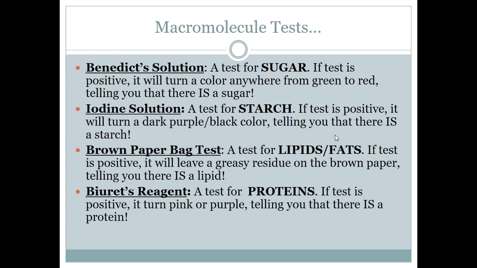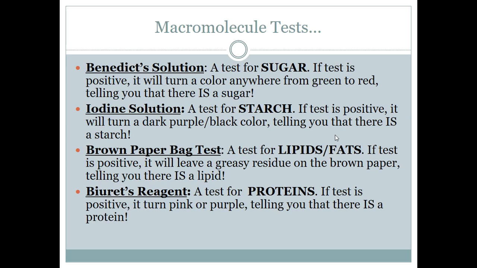So just to recap on these macromolecule chemical indicators before we get to our lab, our Benedict solution is for simple sugars. This is the only one we'll need to use the hot plate for, and if it's a positive color change, if there are simple sugars present, then it could turn green, red, or orange. When we use iodine solution, that's to test for starch, so those polysaccharides, complex sugars. If there is a positive test for it, it will turn dark purple or a black color.